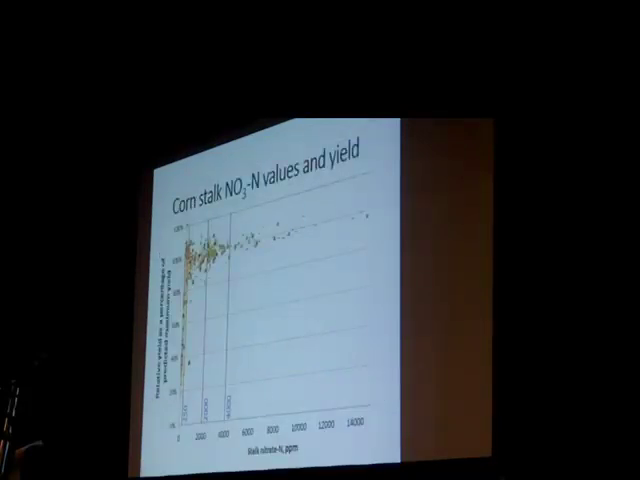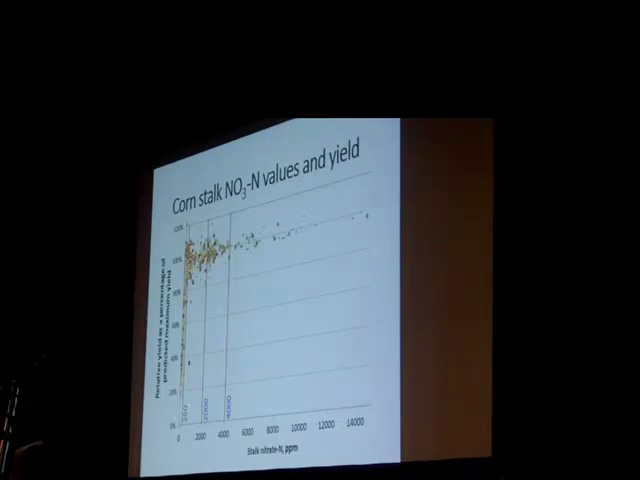So this is a bunch of data. There's a lot of different symbols and colors that just represents experiments. I think there was about 50 experiments that we used to develop this relationship. And you see here is relative yield as a percentage of predicted maximum yield. So we did a nitrogen response curve for yield for each experiment, and we took each individual plot and we looked at the relative yield of that plot and the stalk nitrate associated with plants taken from that plot.